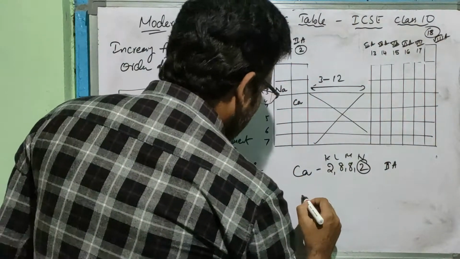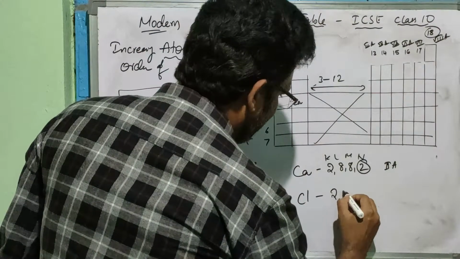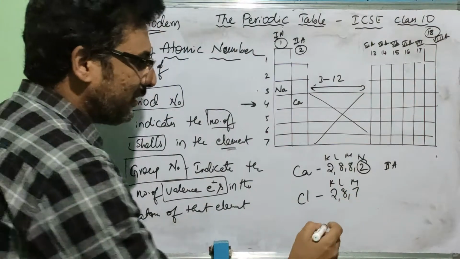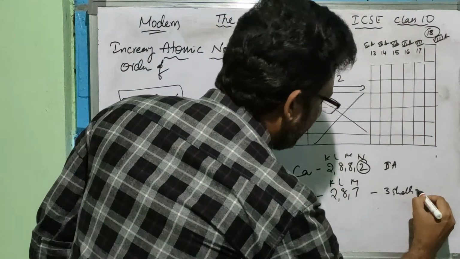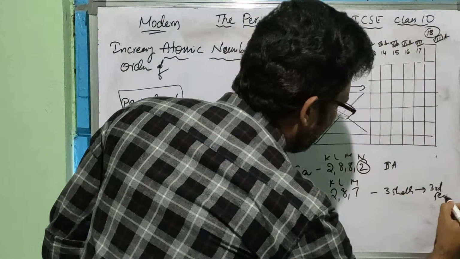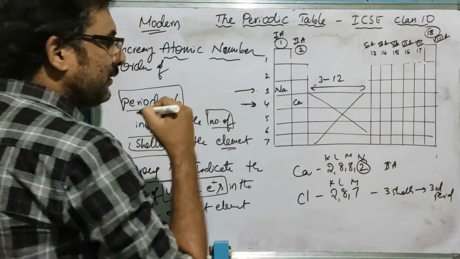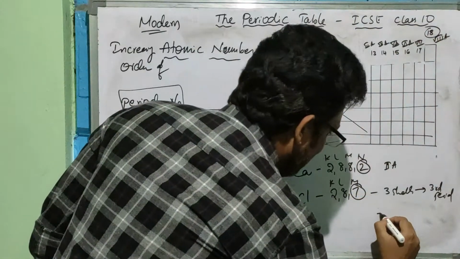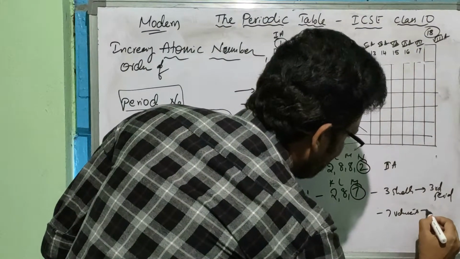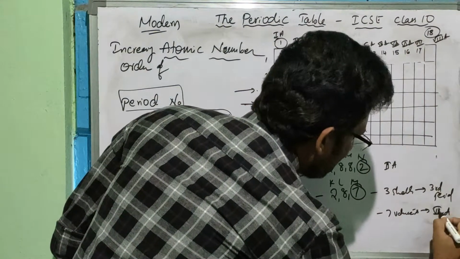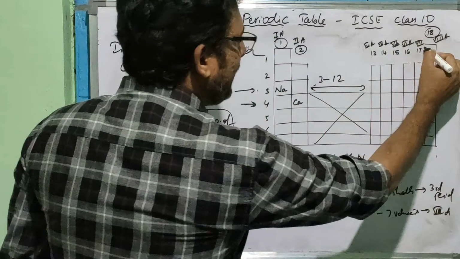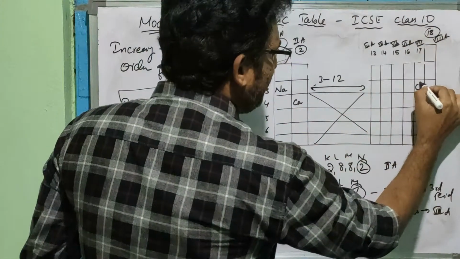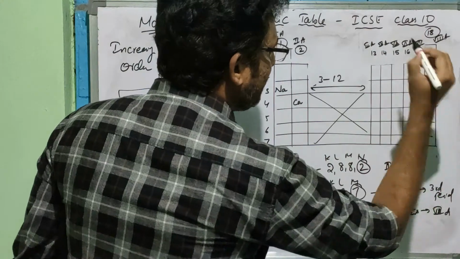Let's see another example. For example, if it is chlorine, electronic configuration is 2, 8, 7. So now there are K, L, M, 3 shells. Because it has 3 shells, it will be third period. So chlorine will go to third period. And 7 valence electrons means it will go to 7A group. So where is 7 here? Here is the 7A. Third period and 7th A group. So this is the position of chlorine. So chlorine is placed over there.